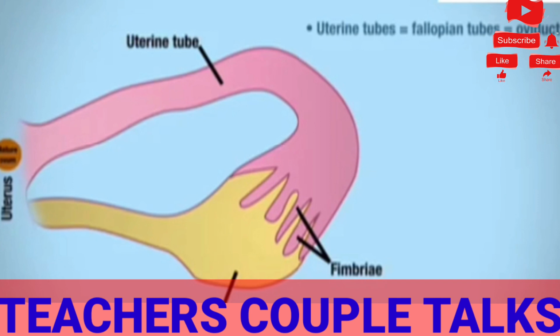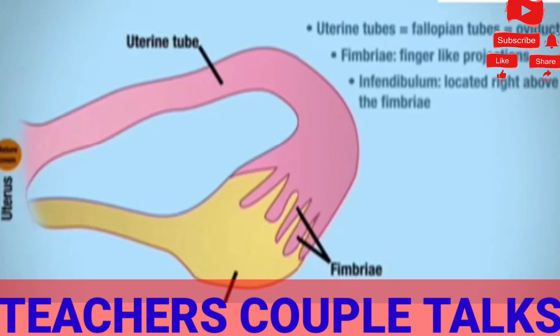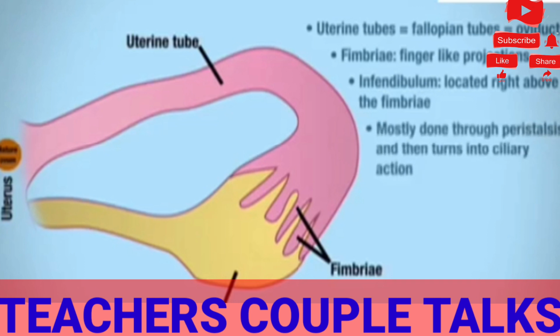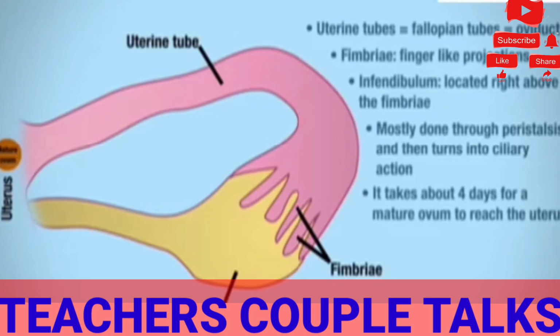We need to talk about the infundibulum and the fimbriae. The fimbriae are these finger-like projections. The infundibulum is located right above the fimbriae, and they help pick up the ovum that's been released from the ovary. So once that mature ovum leaves the ovary, the fimbriae and the infundibulum help move that mature ovum into the uterine tube. That's done mostly through peristalsis initially, and then it turns into ciliary action that moves the ovum through the uterine tube. It takes about 4 days for that mature ovum to reach the uterus.